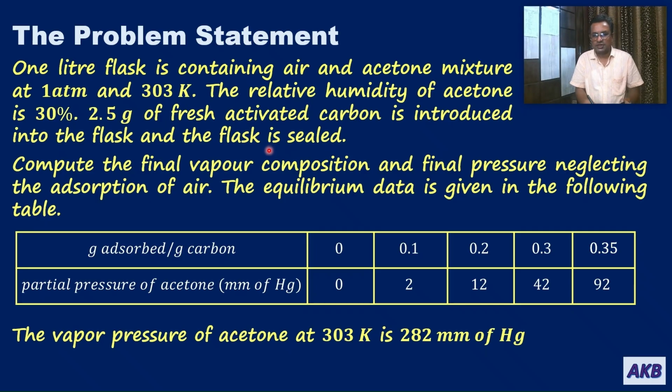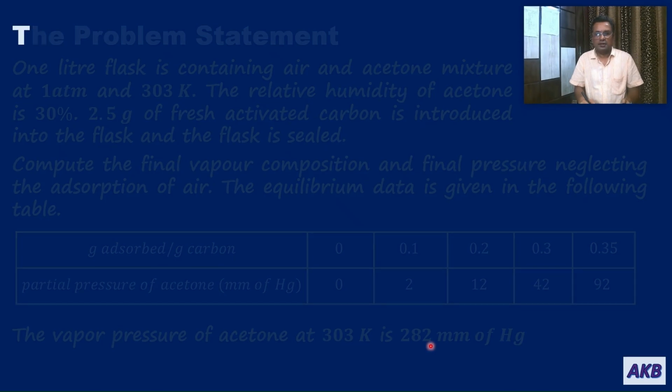So after some time, we are supposed to find out the final vapor composition in the flask and final total pressure. And in doing so, we are going to neglect the adsorption of air. The equilibrium data is provided to us. And the vapor pressure of acetone at 303 Kelvin is also given to us. It is 282 millimeter of mercury.